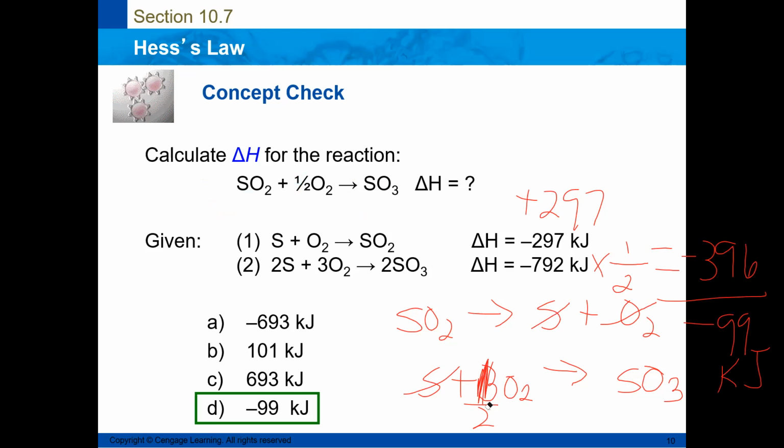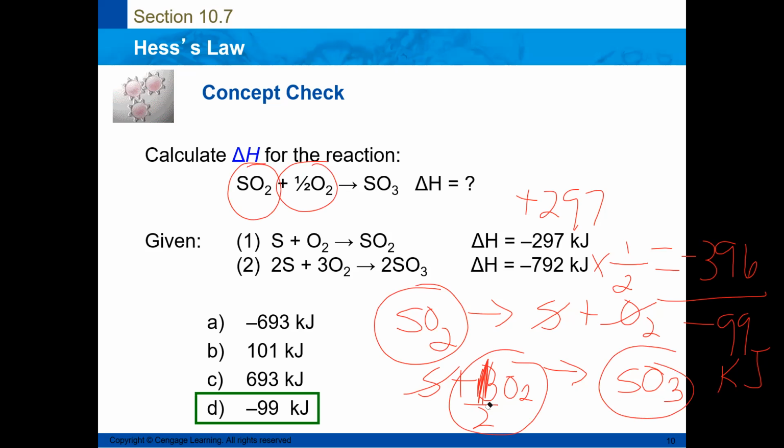See? So it would be SO2, right? That goes, oops. Let me have the 2 back. I meant to do this. SO2 goes here. 1/2 O2 goes there. SO3 goes there. You see? And there you go. That is correct.